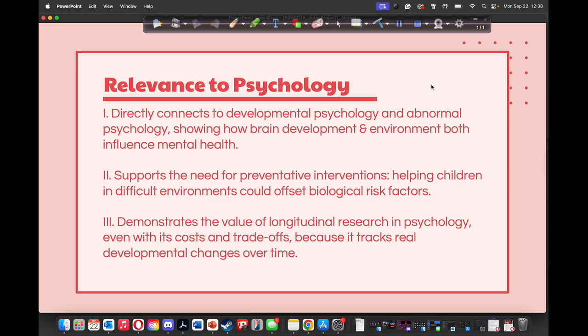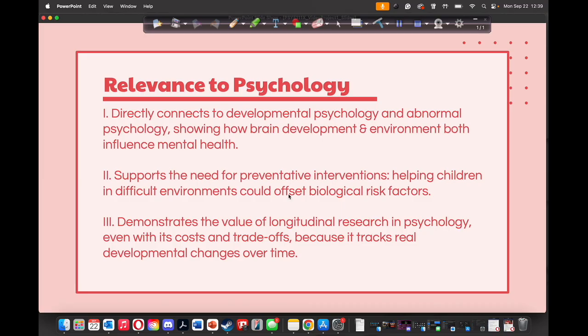Relevance to psychology. So first and foremost, it directly connects to developmental psychology and abnormal psychology, showing how brain development and environment both influence mental health. Secondly, it supports the need for preventative interventions. So helping children in difficult environments could offset biological risk factors. Granted, I don't know if this is necessarily a finding of the research.